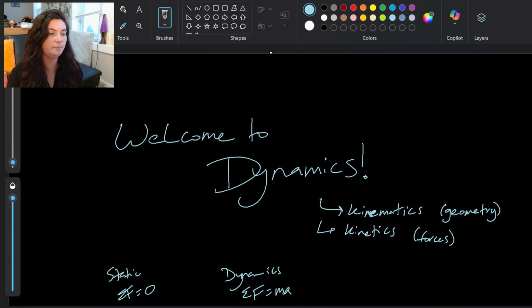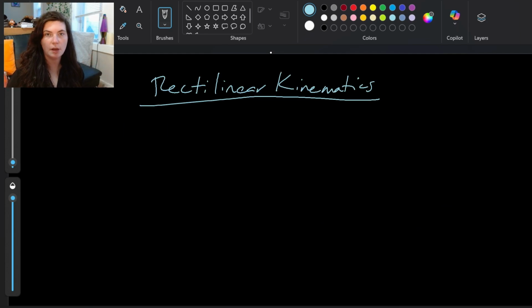So today we're going to start with kinematics, right? And it's going to feel a lot like physics review, but it's still really important that we nail down this kinematics so that we can use it when we build into the kinetics with work, momentum, impulse, all of those kinds of things. So the first topic we'll get into is rectilinear kinematics.